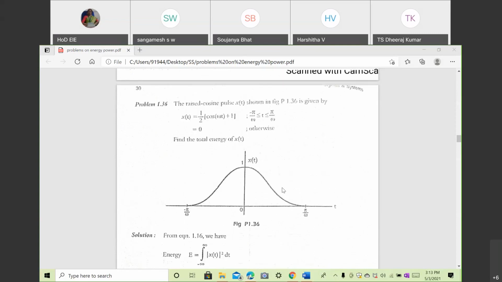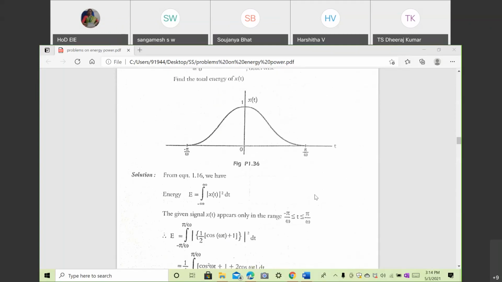Yes, this one. Good morning, sir. We discussed that x of t signal, given as 1/2 of cos of omega t plus 1. The range of that signal is from minus pi by omega up to pi by omega. We can see that clearly in the given waveform: the magnitude range of x of t is minus pi by omega to plus pi by omega.